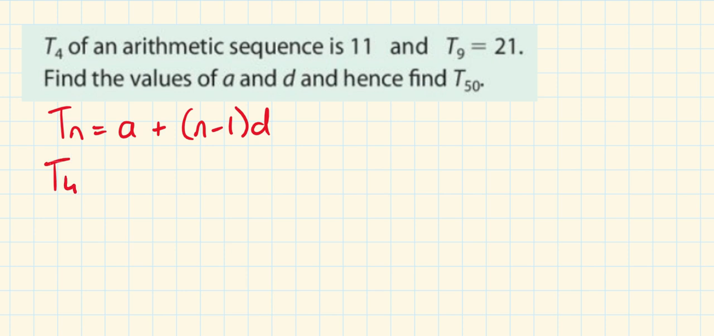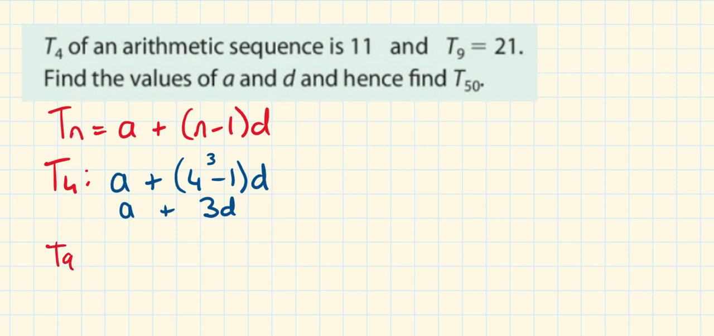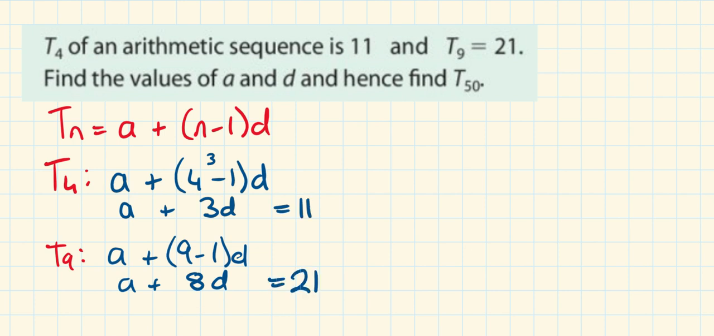So we have T4, and we know that every term is going to be in this form, A plus, now we know what n is because it's 4, so it's 4 minus 1 times D. We can simplify that to A plus 3D because 4 minus 1 is 3. So that's one term. Now we do the exact same thing to term 9. So term 9, we have A plus (9 minus 1) D, or A plus 8D. And we see that term 4 is equal to 11 and term 9 is equal to 21.